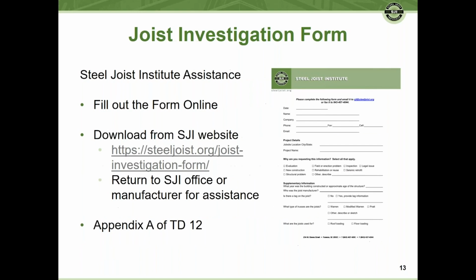If you need a little help in your evaluation and you need to find out some things about a joist, maybe you don't have the original placement plan or contract drawings, and you need a little help on who the manufacturer might be, you can fill out this investigation form and send it to the Steel Joist Institute, and the staff there will help you evaluate and get started if you're in a tough place to get started. That's in the Technical Digest in Appendix A, and it's also a form that you can download from the website.